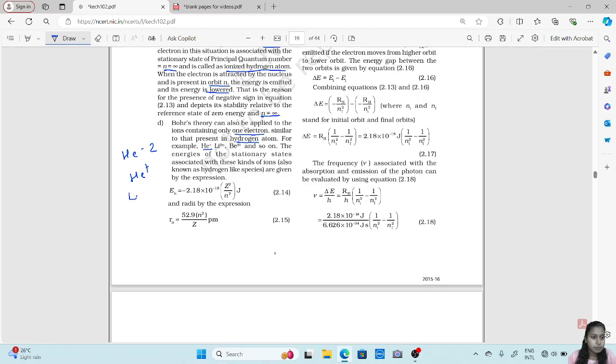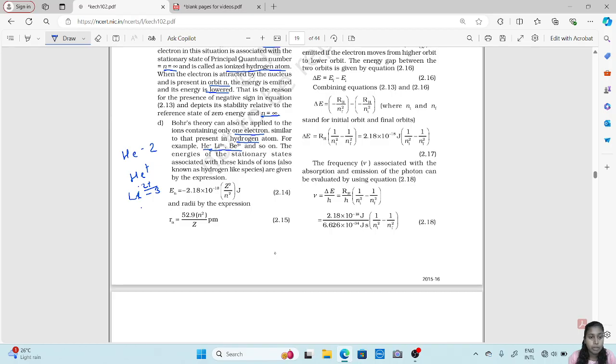Li2 plus. Li2 plus means what? Lithium has three electrons. I'm removing two electrons, so it is Li2 plus. And Be3 plus, that means only one electron is left in all these three species, right? So Bohr's theory can explain their structure.